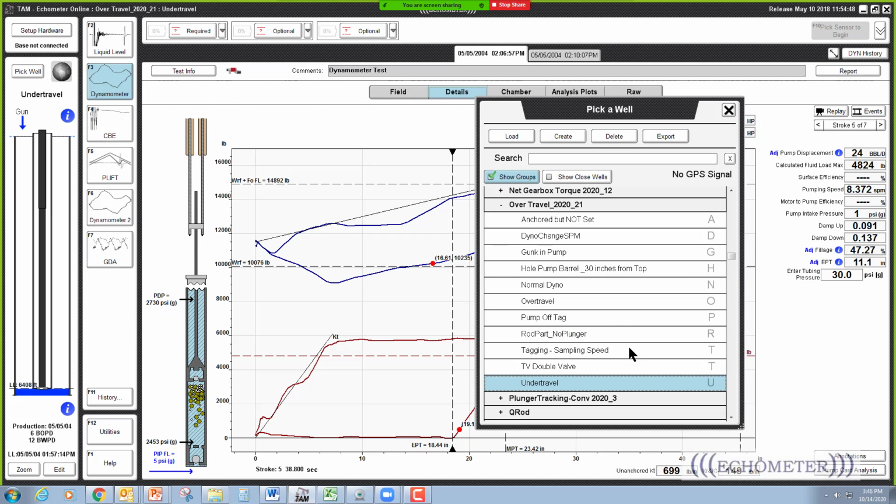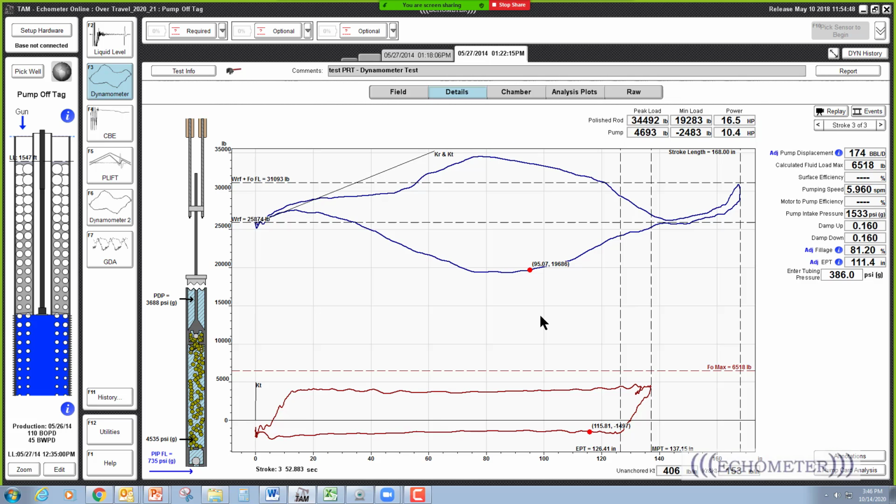Now, this one that says tagging sampling speed is an interesting one because there's two sets of interesting data. I think we have time probably to talk about both of these at least. So the pump off tag is the well that Ken and I went to out in New Mexico. We went to this well out in New Mexico, and there's 4 sets of data here I want to talk about.